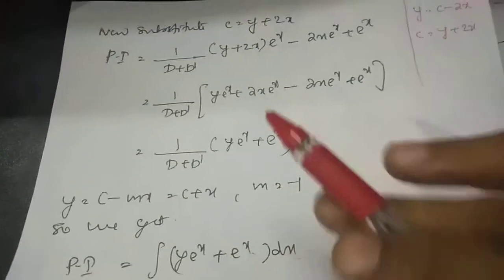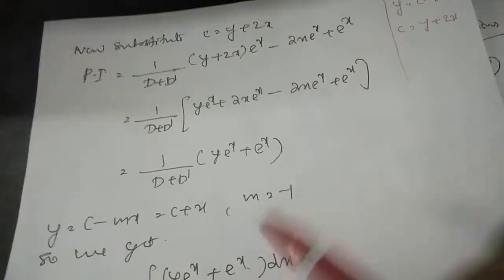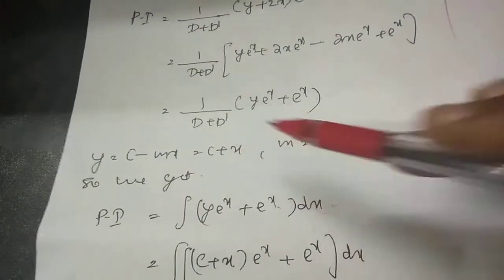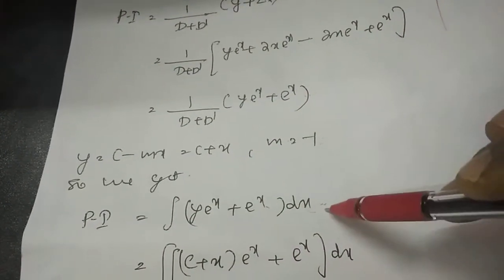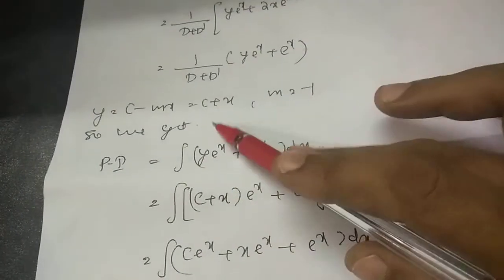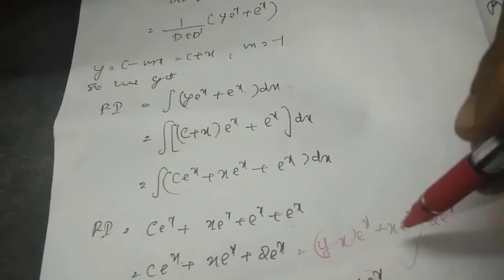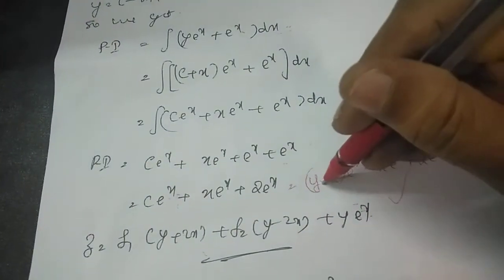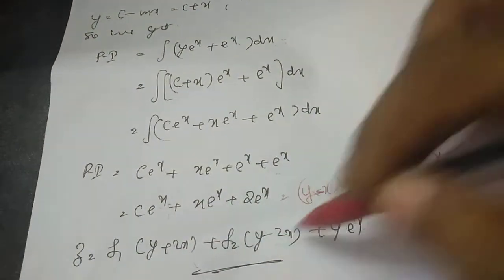Now we take the other, y equal to c minus mx, where m equal to minus 1, and solve using D alone. So that is the integral dx. D is for x and D' is for y. So integral of (y e raised to x plus e raised to x) dx, and instead of y you put c plus x, and integrating you will get this, and again change c. What is c? c is equal to y minus x. So substituting here c equal to y minus x and simplifying, you will get y e raised to x. This is the complementary function and this is the particular integral. So we got the answer.